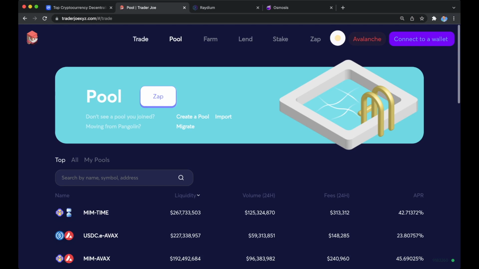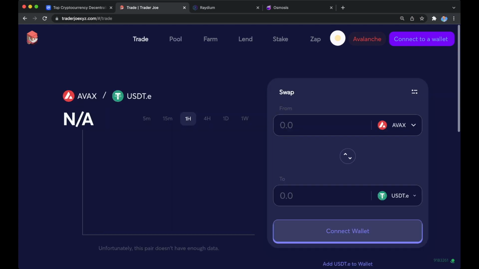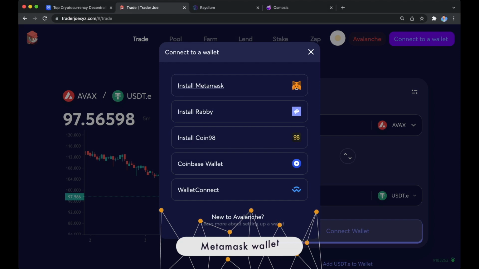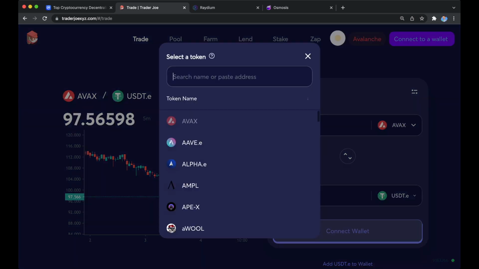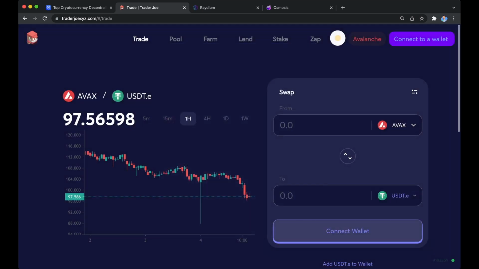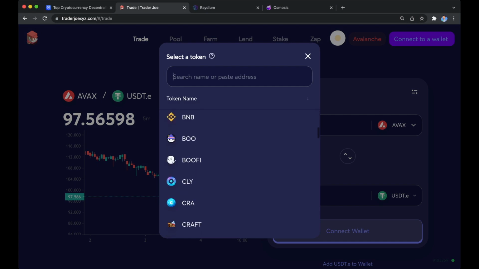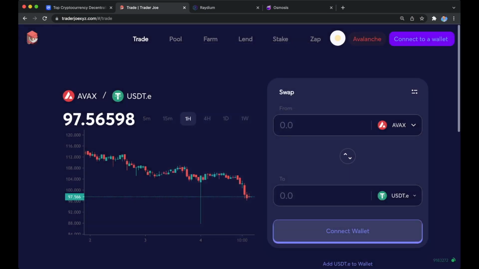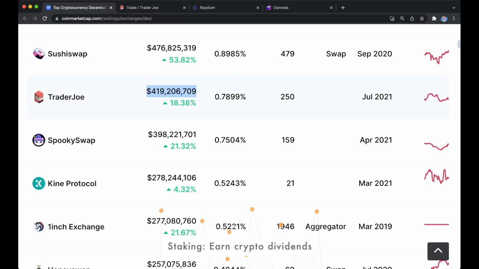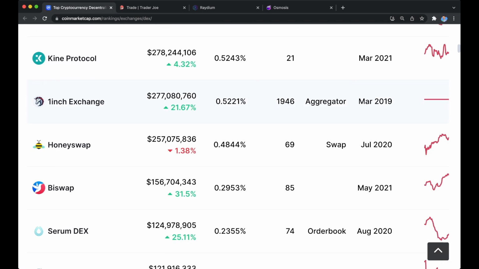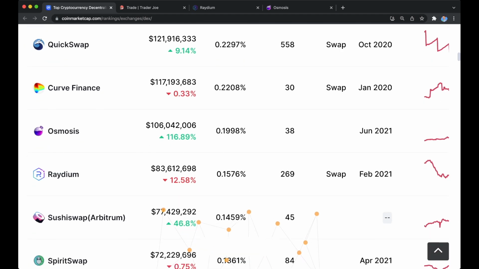And looking at their trading interface, super sleek, easy to use. You can connect your MetaMask wallet here or even your Coinbase wallet, and you would import whatever type of token you would convert. Avalanche is available on many platforms already. You can import Avalanche here and in return convert it to any of these other coins available. So very intuitive interface, easy to use. I highly recommend Trader Joe to anyone who's looking to get started on yield farming or staking within the Avalanche ecosystem.